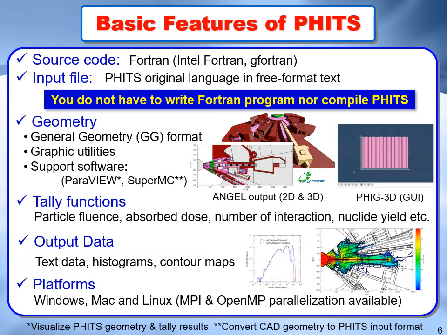This slide summarizes the basic features of PHITS. The source code of PHITS is written in Fortran, and you can compile it by Intel Fortran and gfortran. However, we know that Fortran is rather old language, and not so many young researchers are familiar with. So, the input file of PHITS is written in PHITS original language in free format text, and you do not have to write Fortran program nor even compile PHITS just for running PHITS.